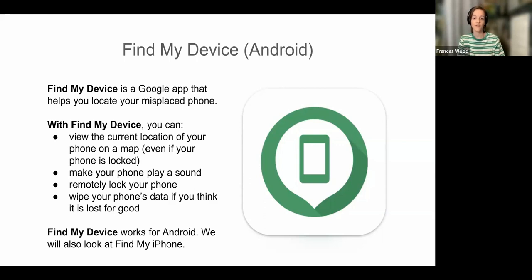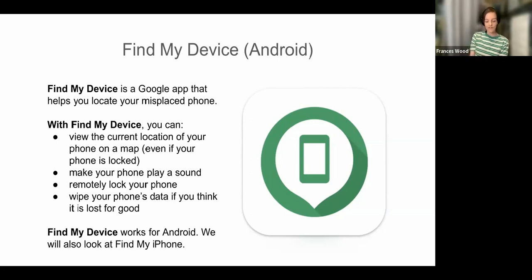So you can view the current location of your phone on a map, even if your phone is locked. So I'll show you that feature. You can make your phone play a sound. If you think you've just misplaced it, like in your apartment or wherever you may be, it can make a really loud sound, even if it was set to silent. That can be very helpful too.